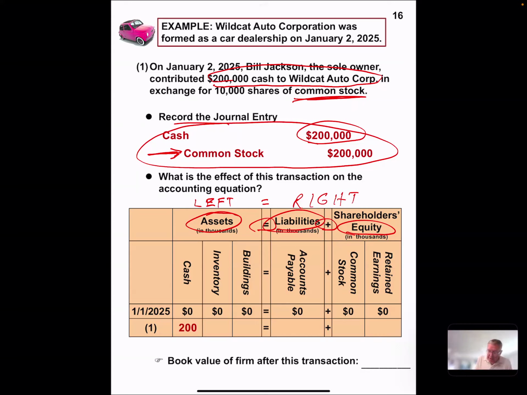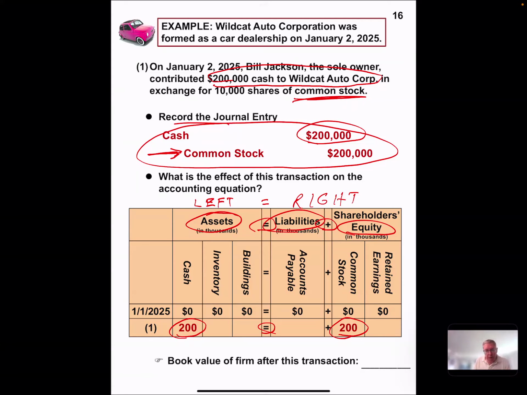A couple ways to do this. The way we're going to do it here is by increasing the right-hand side of the accounting equation under the common stock account. Notice here, $200,000 increase on the left side is equal to a $200,000 increase on the right-hand side. Then a question we'll ask throughout this course again, what's the book value of the firm after this transaction? For now, a simple way to think of book value, it's simply equal to shareholders' equity.